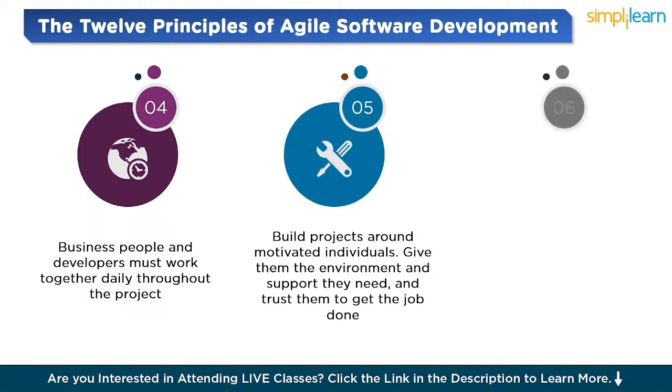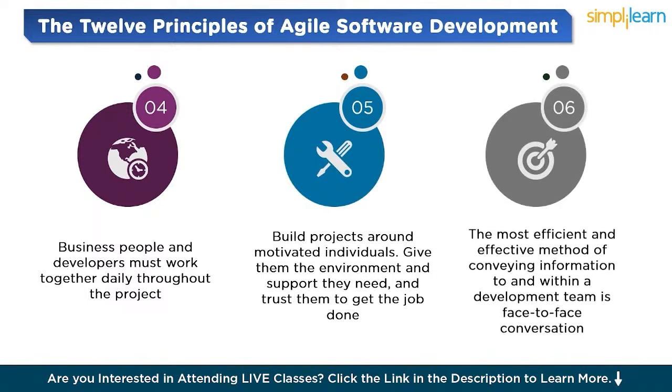The most efficient and effective method of conveying information to and within a development team is face-to-face conversation. Efficient communication among the parties concerned is stressed strongly in the Agile Manifesto. Thanks to improvements in communication technologies, it's now simpler. Instead of having a quick conference in the office, all participants can now meet via video conferencing. For example, solving misunderstandings or clarifying requirements through direct discussion rather than through emails or reports.